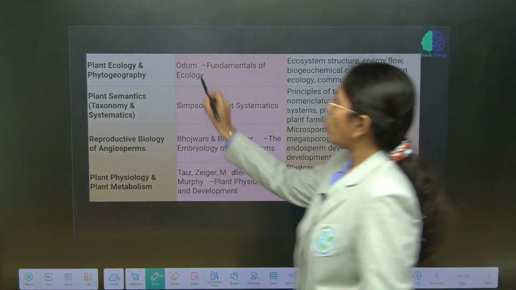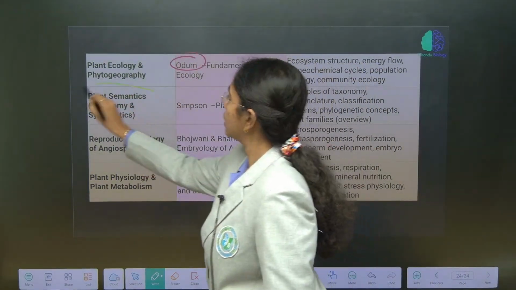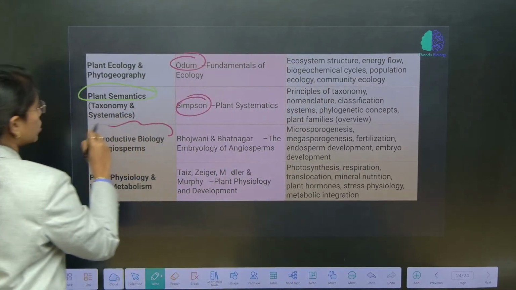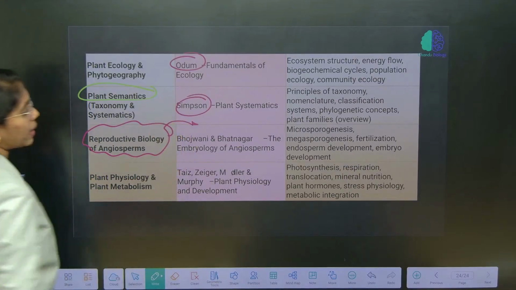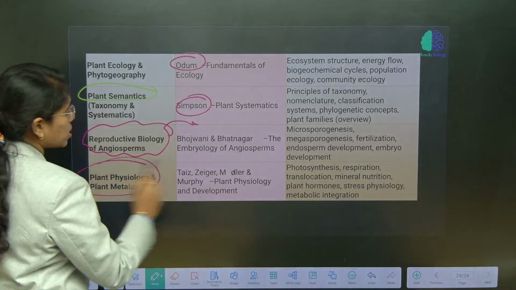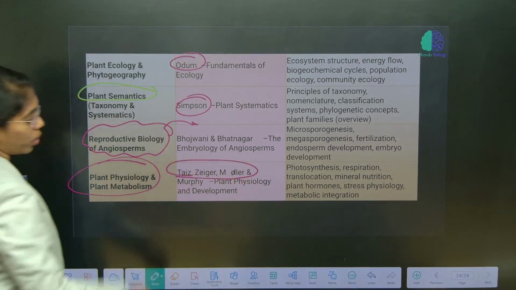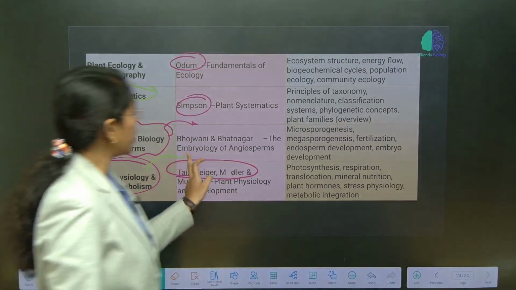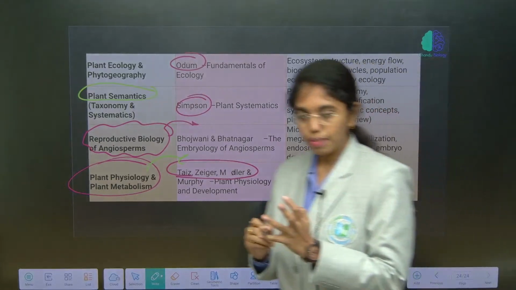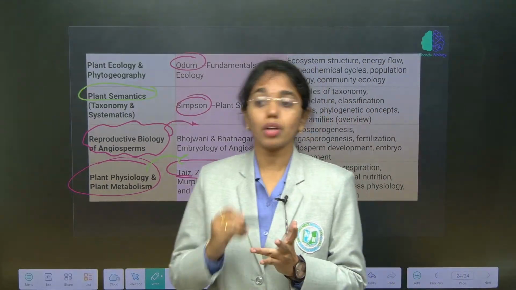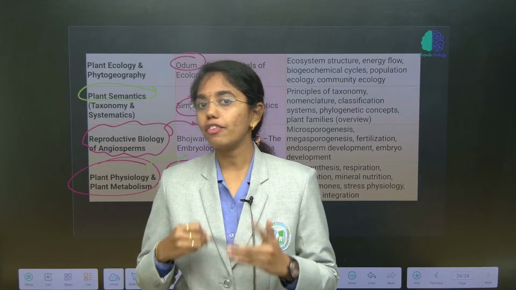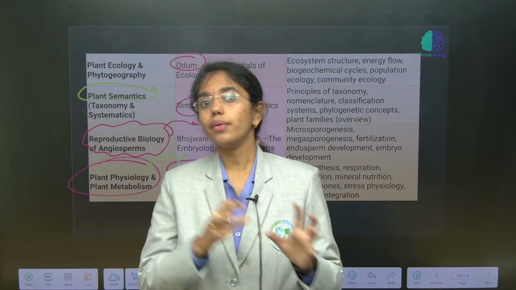Plant Ecology by Odum, Fundamentals of Ecology. Systematics, you can go through Simpson, Plant Systematics. Reproductive Biology of Angiosperms, go through Bhatnagar and Bhojwani, Embryology of Angiosperms. Plant Physiology, of course, Taiz and Zeiger is our main book, okay, that will give you the complete details of plant physiology, okay. So, with this complete syllabus analysis, crystal clear note on each chapter, each concept, followed by reference books, now we have got a clear idea on the CUET Botany syllabus.